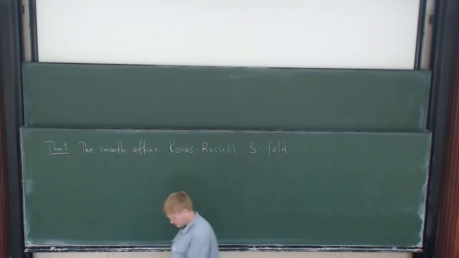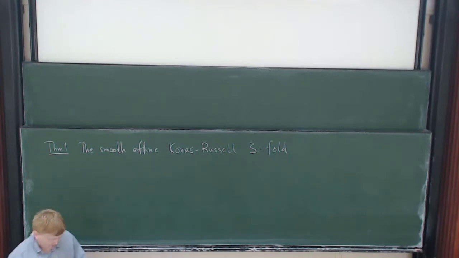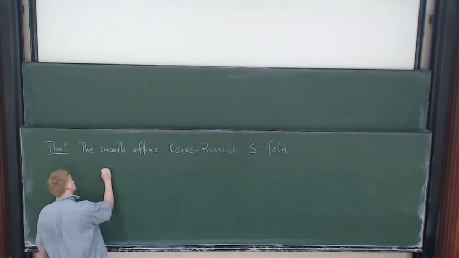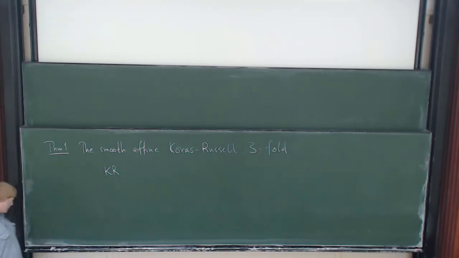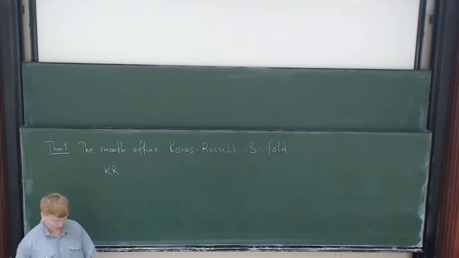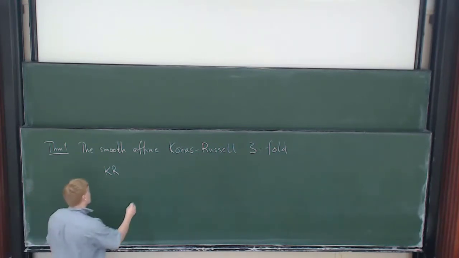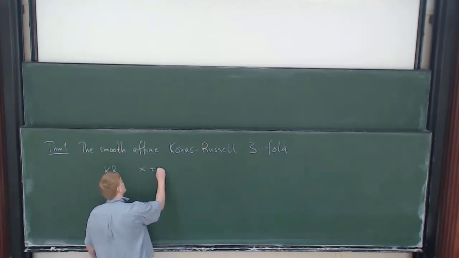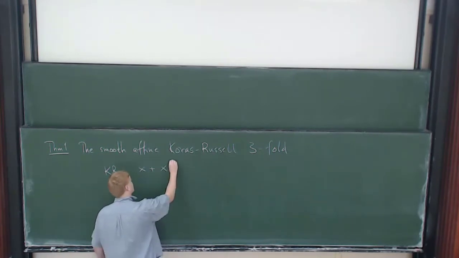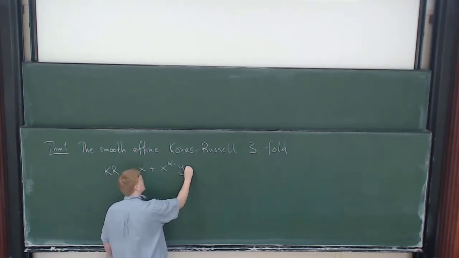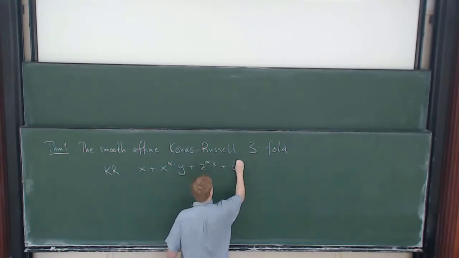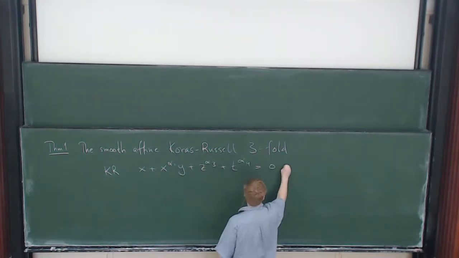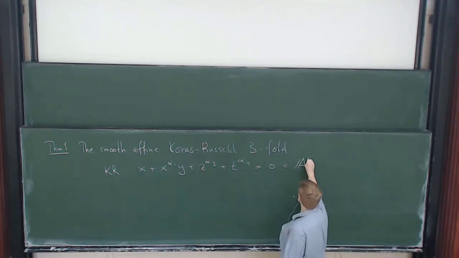So this is something we can write up explicitly. For this talk, KR will be an abbreviation for Koras-Russell. Here's the equation: x plus x^α1 times y plus z^α2 plus t^α3 is supposed to be 0 inside A^4.